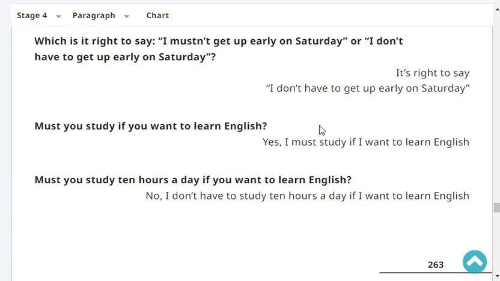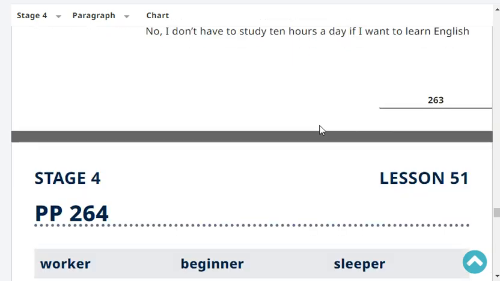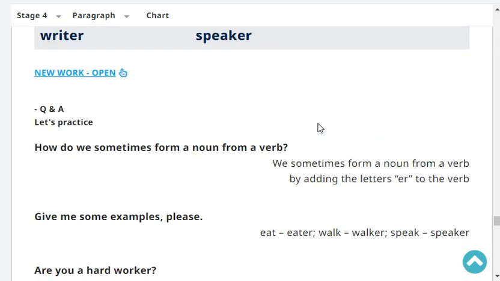Must you study if you want to learn English? Yes, I must study if I want to learn English. Must you study 10 hours a day if you want to learn English? Very long. No, I don't have to study 10 hours a day if I want to learn English. Very good.